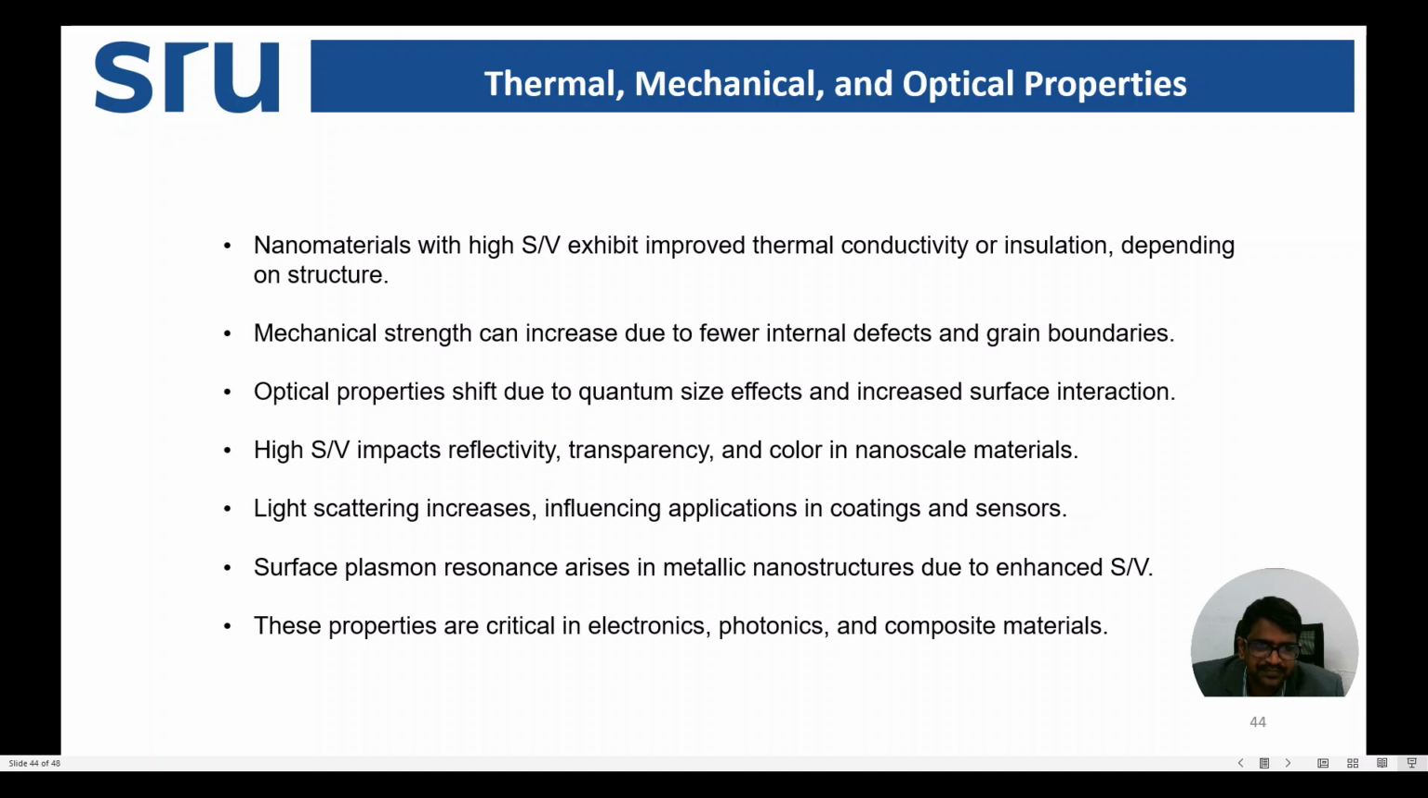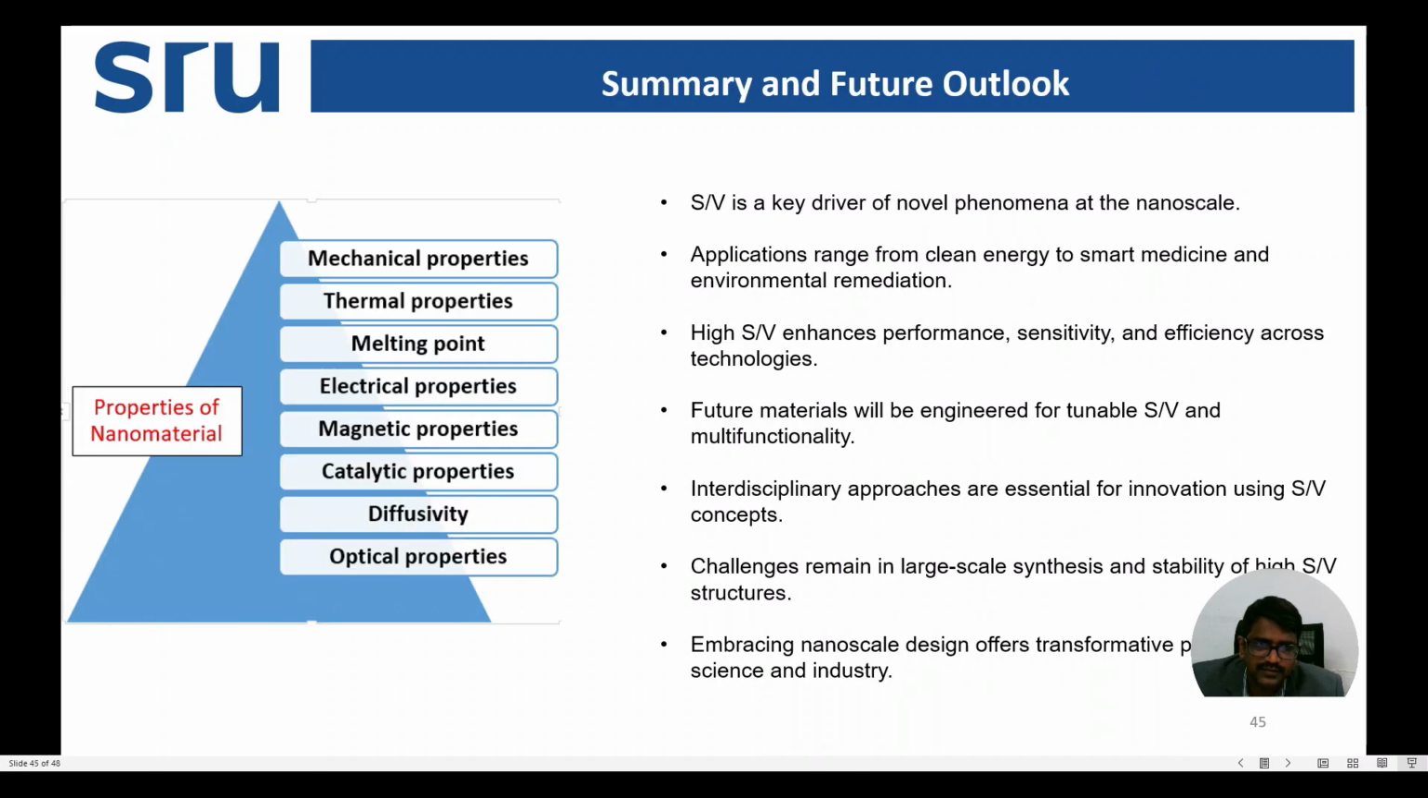So these are the properties: thermal, mechanical, and optical properties. Every property can be tuned: mechanical, thermal, electrical, magnetic, and optical properties. How can we tune? Just by changing the size of the nanoparticle. We can tune the quantum confinement effect, the surface to volume ratio, and the surface energy. We can tune properties.